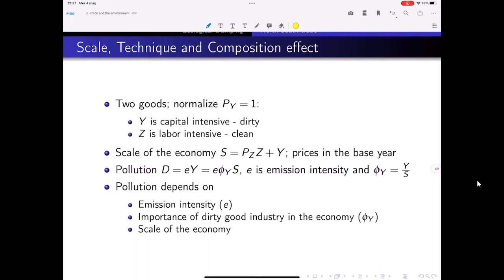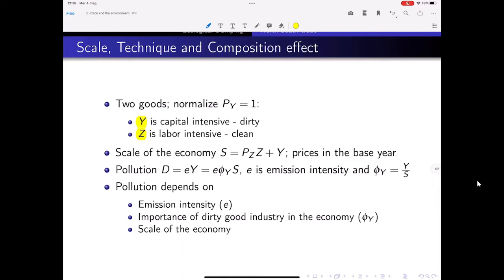So, to decompose the effects of policy on emissions, the framework is the following. This is the same as we have seen in the previous lectures. Suppose now we have two goods, Y and Z. Remember, Y is the capital intensive good and Z is the labor intensive good. So Y is the dirty good, and the labor intensive one is the clean good. It's just by assumption.